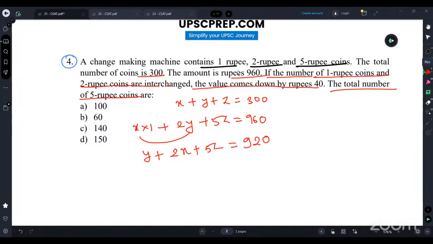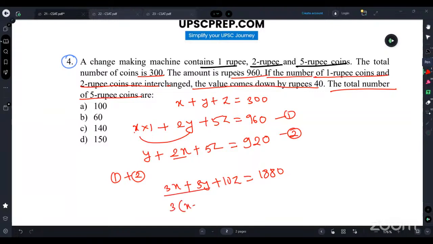See now, let's call this equation 1 and equation 2. Let's add equation 1 and equation 2 together, guys. It will be 2x plus 3x, that is 3x, plus 2y plus y, that is 3y, plus 10z. That will be equal to 900 plus 980, 1880 rupees, right? Now, if I combine, let's take this common, 3 into x plus y, right?